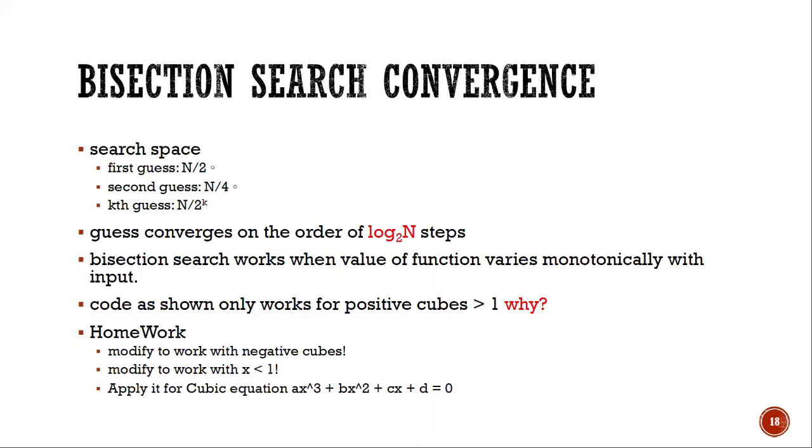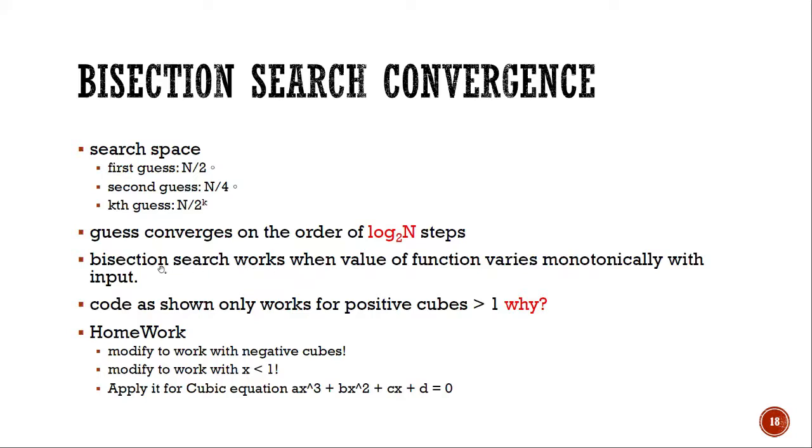Using this method, when we perform the first guess, the search space is of size n over 2. In the second iteration, it would be n over 4. So the guess variable converges in the order of log base 2 of n steps.